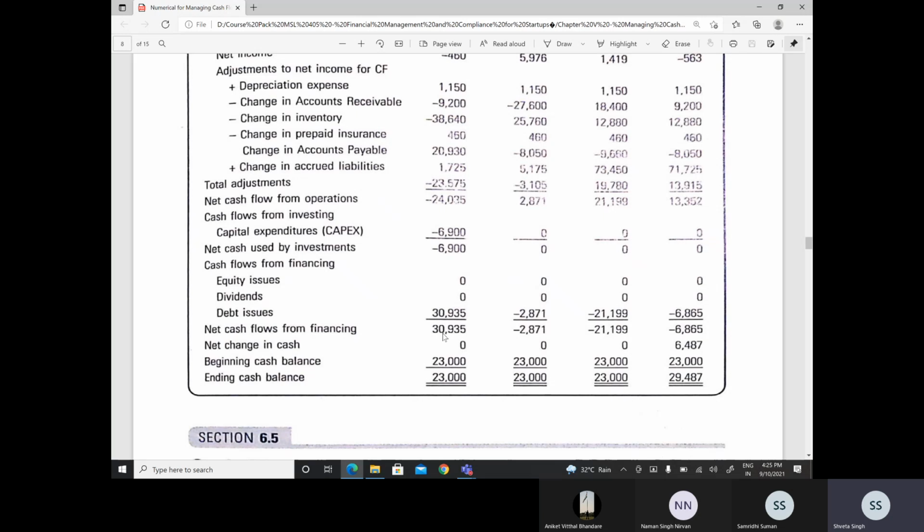So when we have taken 30,935 as loan, it has cancelled the amount that is required by us, and so the net change in cash is 0. The beginning cash balance has been 23,000, and this becomes the ending cash balance as well, because our operations, financing and investing have not yielded a net cash flow to the company.